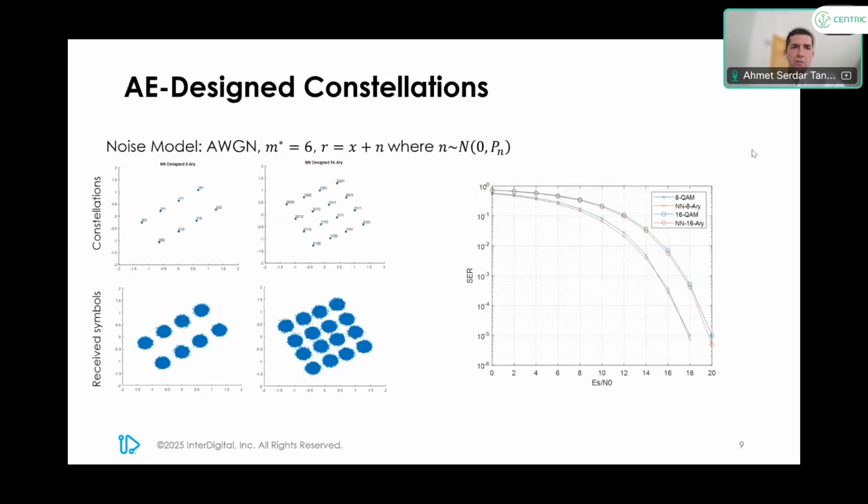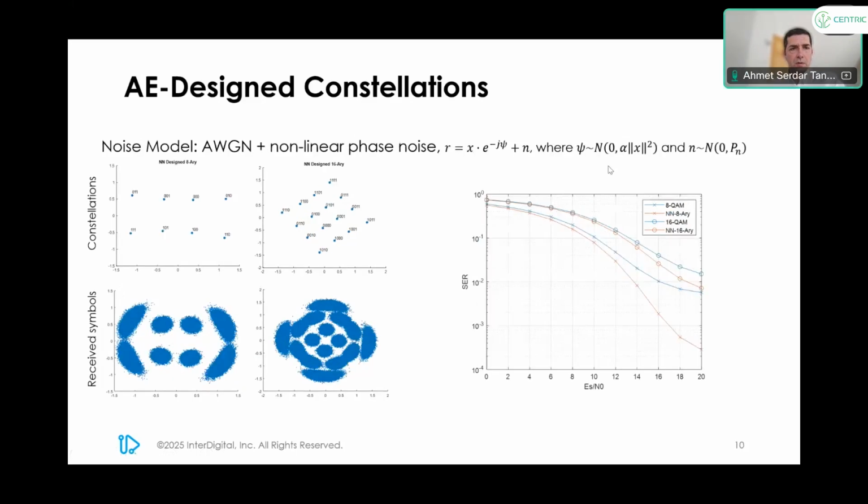We tested this architecture in simulations. Here the learned constellations and received symbols are demonstrated, initially for AWGN, and the supported maximum number of input bits is 6. This autoencoder is demonstrated for different numbers of input bits, like 3 bits and 6 bits. For the AWGN channel, the learned constellations and the performance are as expected, and they follow the regular QAM, 8 QAM and 16 QAM modulations.